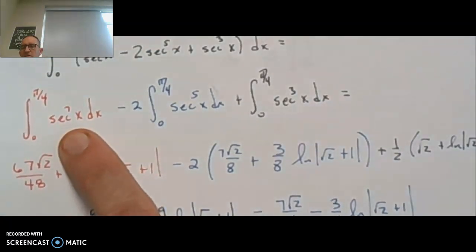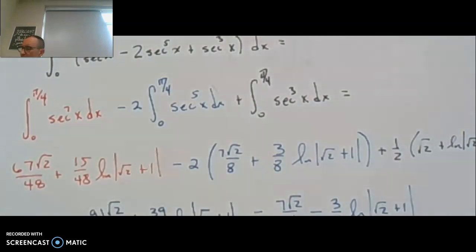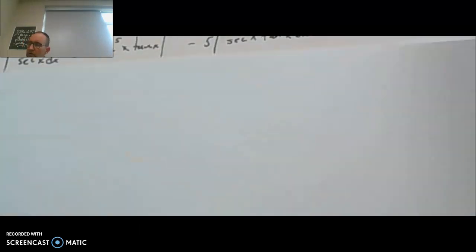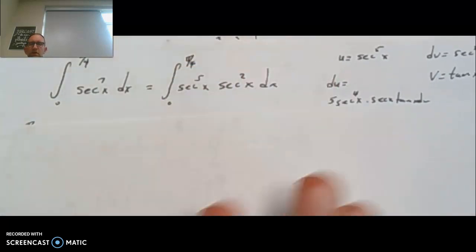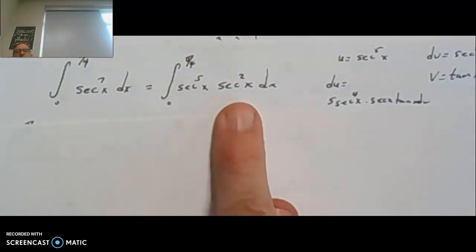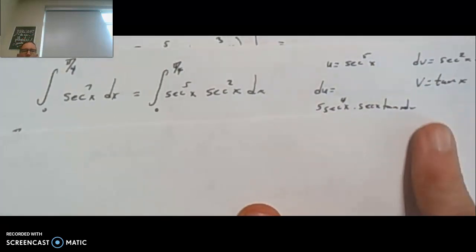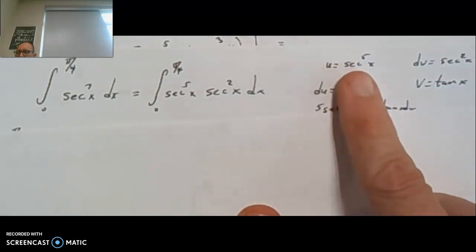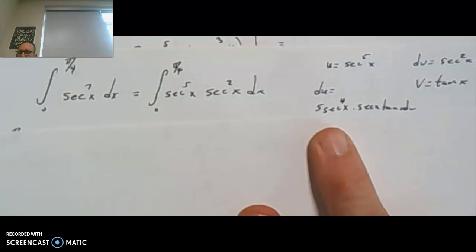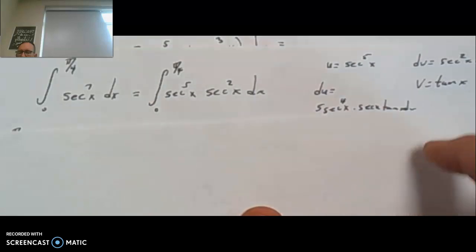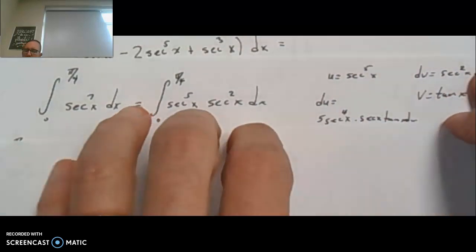It's secant to the 7th. And as I said in the previous two, this will be done in a similar fashion to the other two that we just did. So secant to the 7th, we're going to break out a factor of secant squared. We can integrate secant squared to get tangent. We can differentiate secant to the 5th to get 5 secant to the 4th times secant tangent. This will simplify then to 5 secant to the 5th tangent times dx.